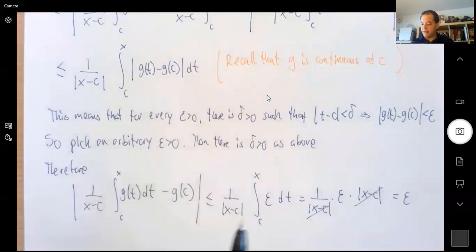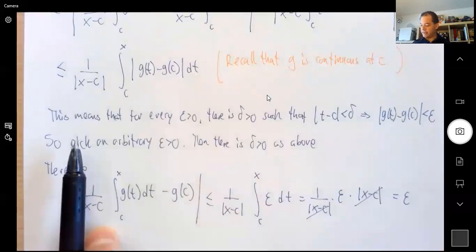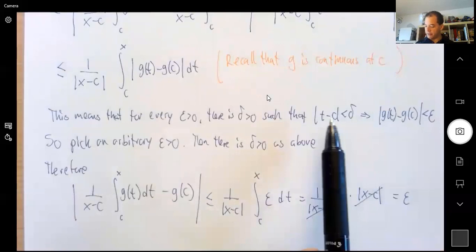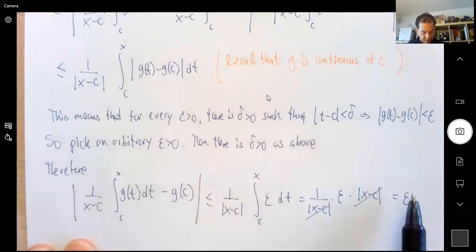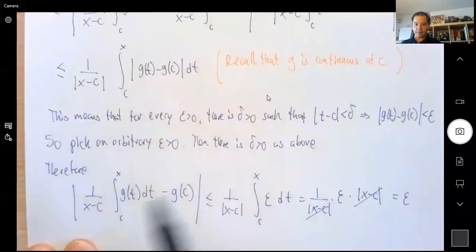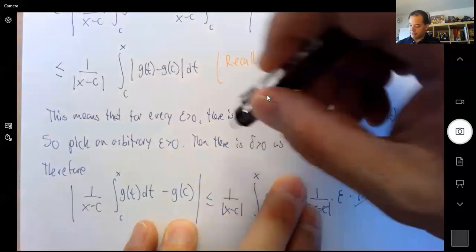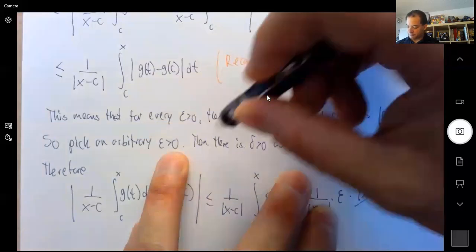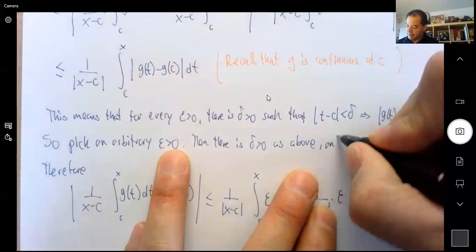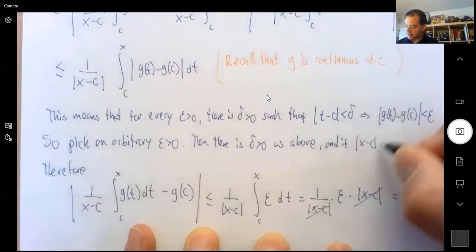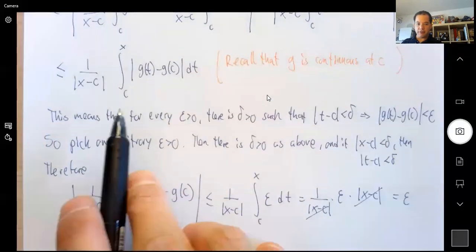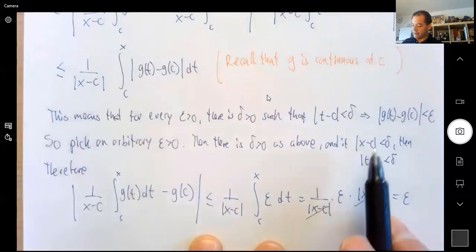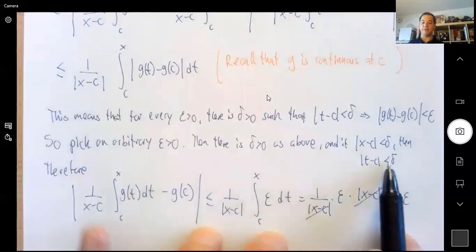So in summary, what is it that we proved? We proved that for every epsilon, there is a delta, such that if x and c are closer than delta, then this integral minus g of c are closer than epsilon, right? And well, there's one thing that we're missing here. There's a slight point that I need to make. So there is delta as above, and if x minus c is less than delta, then t minus c is less than delta, because t is between x and c, right? We're gonna integrate between c and x. So if x minus c is less than delta, then t minus c is also less than delta. In fact, they're even smaller, right?